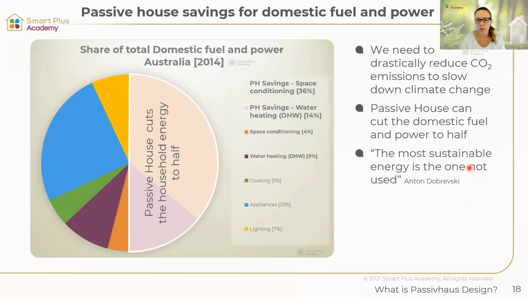Now, this is something I want to mention because I think it's a fantastic saying: the most sustainable energy is the one not used. So what we first want to do is reduce our energy usage before we even think about producing renewable energy or storing it. First thing we want to do is reduce our consumption. And then for the rest that we still have, we can think about renewable or other alternatives. But the first thing we have to do is always reduce. Good, so that was on our sustainability side.